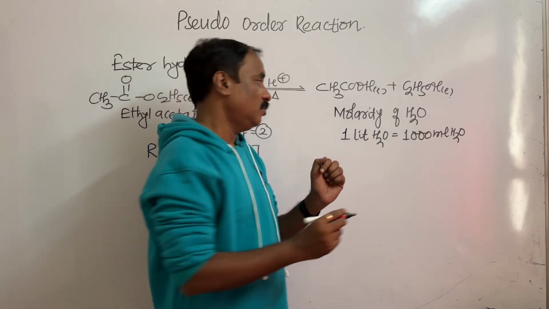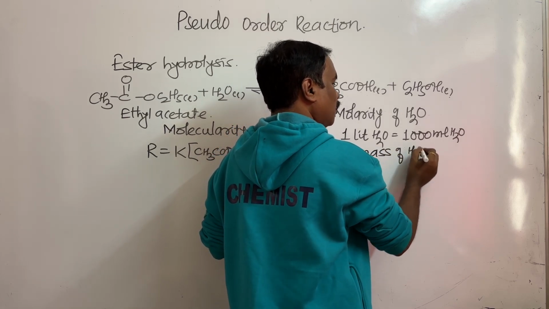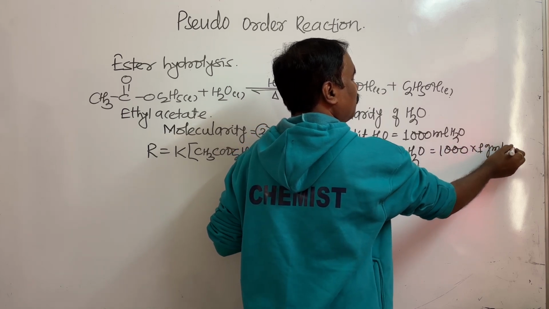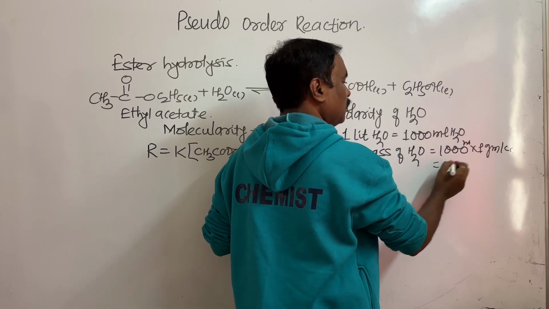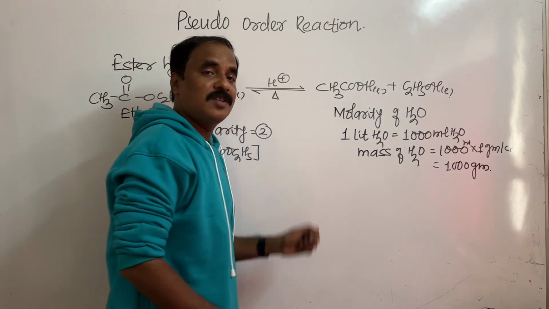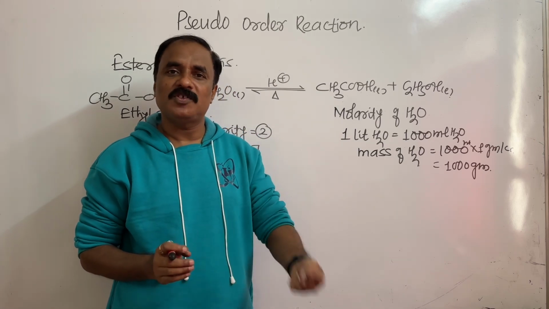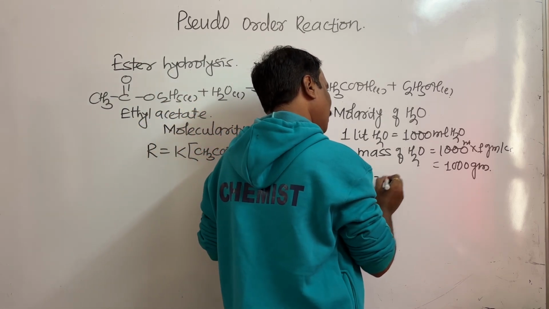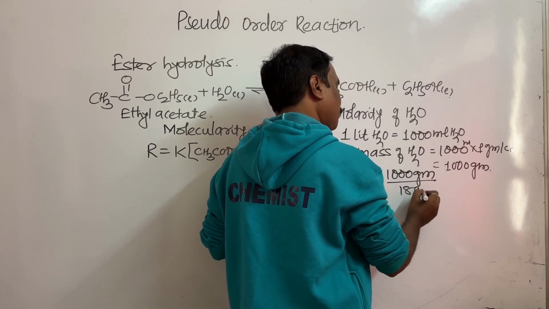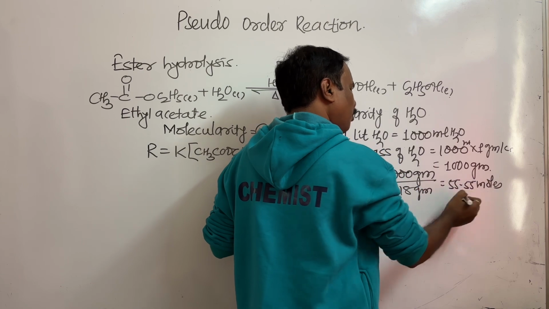So what is the mass of this water? So here mass of water is equal to 1 gram per cc. Isse density se multiply karna padega. So it is 1000 gram. This is the mass of water. And in 1000 gram of water, how many moles of water are there? Number of moles n is equal to 1000 gram divided by its molar mass, that is 18 gram. And it will be 55.55 moles per liter.